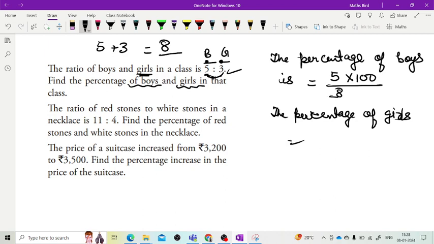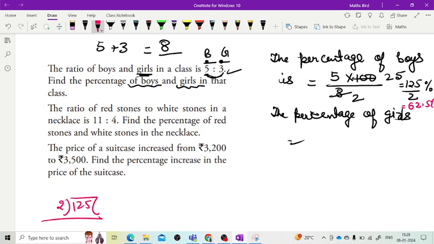Now you can solve. 4 2s are 8, 4 2s are 8, 4 5s are 20, 125 by 2%, or you can write it, 2 6s are 12, 2 2s are 4, 1 5, 2 5s are 10, 62.5. How will you get 62.5? 125 divided by 2, you will get 62.5%.